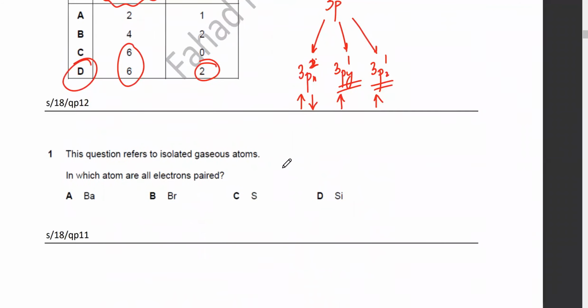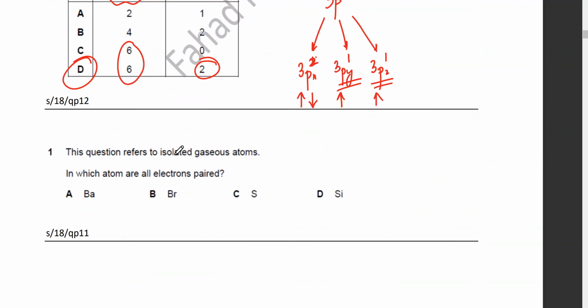Then the next one: the question refers to isolated gaseous atoms. In which atom are all electrons paired? It's going to be very time consuming if you start writing the electronic configurations of all the elements. So barium is in group 2. I told you that group 2 is going to be s2, which means its outermost shell is paired and the inner shells are all full. We don't care what the inner shells are. If I write the whole electronic configuration of barium, I'm assuming it's 37.